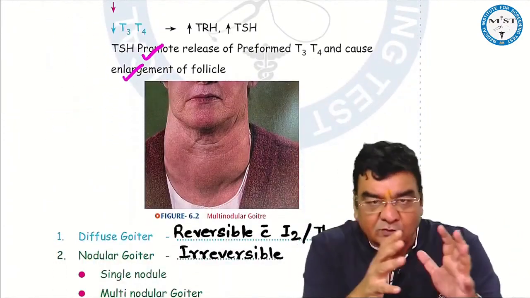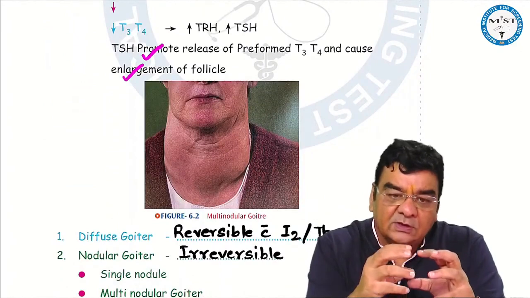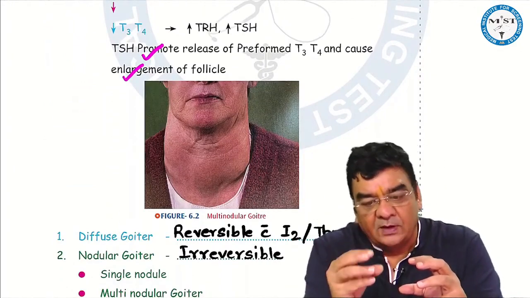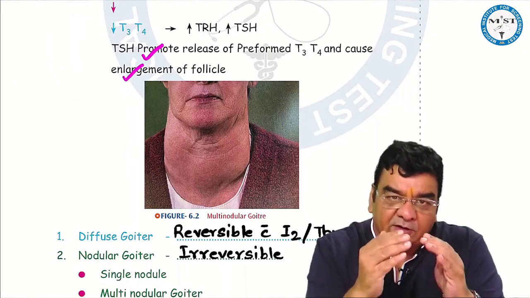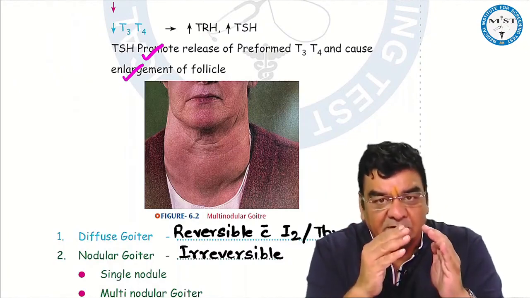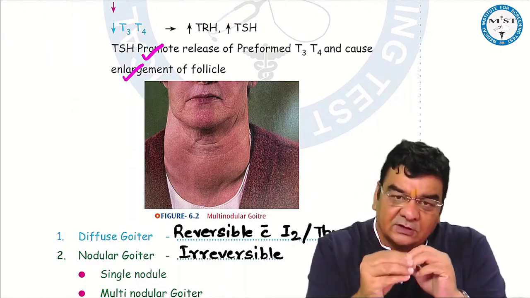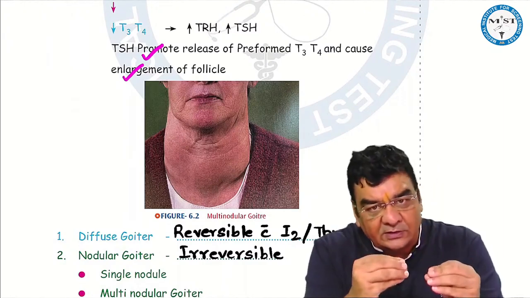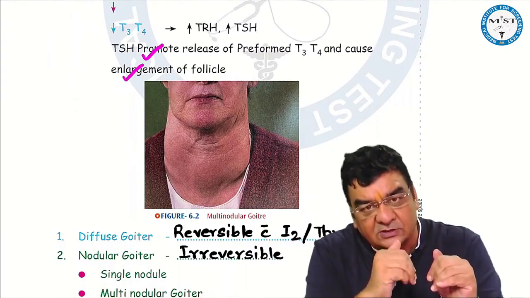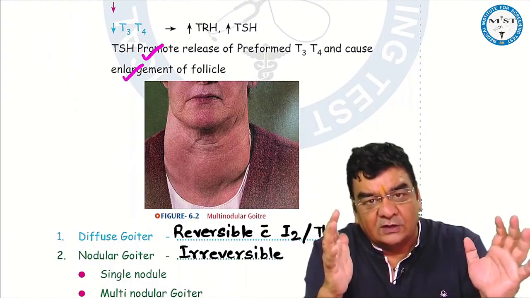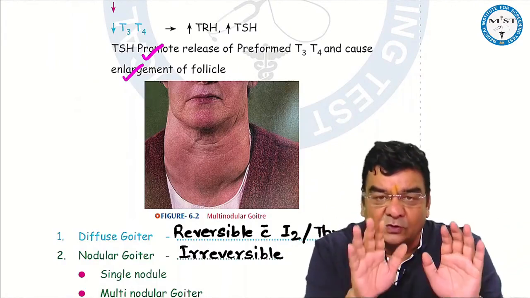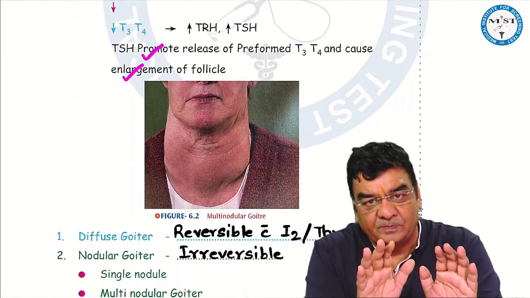And in diffuse goiter, if the patient comes to us, we can give iodine supplements or we can give thyroxine. If we give iodine supplement, T3, T4 will form in the thyroid, and T3, T4 levels in the blood will increase. If we give thyroxine, T3, T4 levels in the blood will increase. If T3, T4 in the blood increases, TRH decreases, TSH decreases. Enlarging follicles regress and diffuse goiter is reversed. So diffuse goiter is reversible.